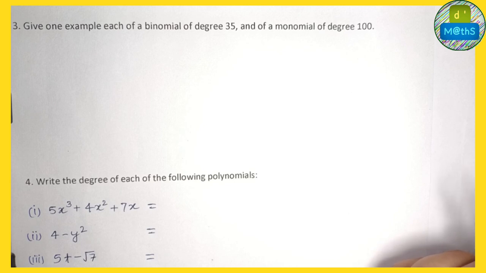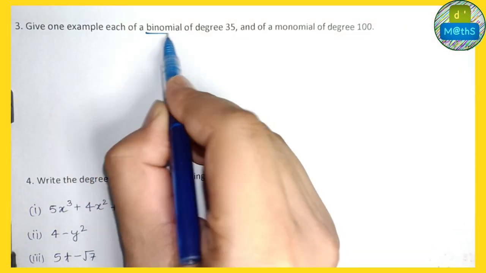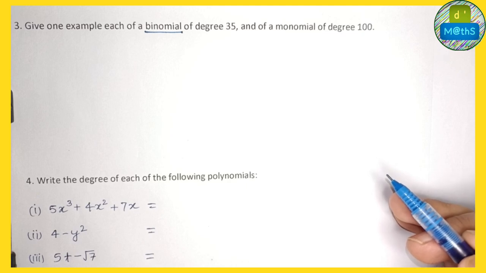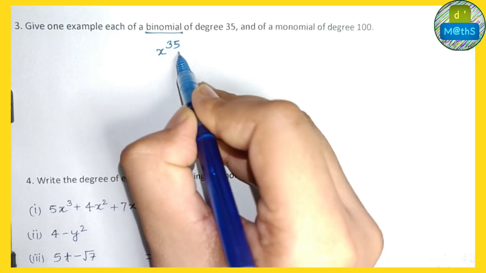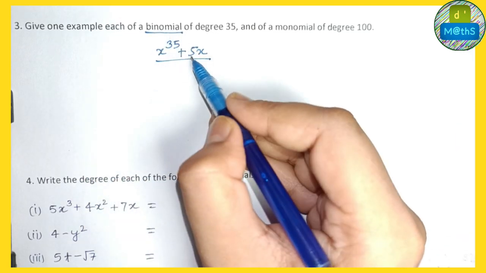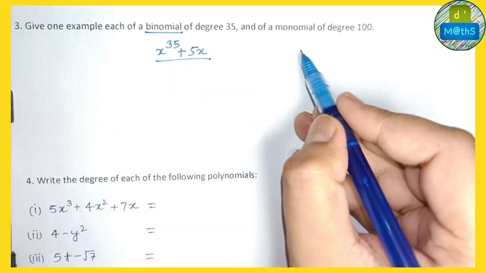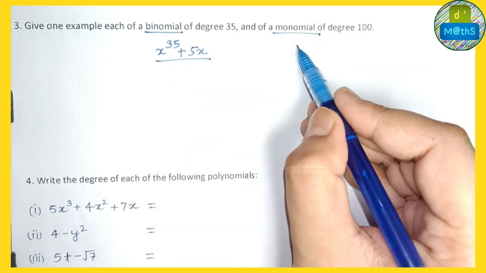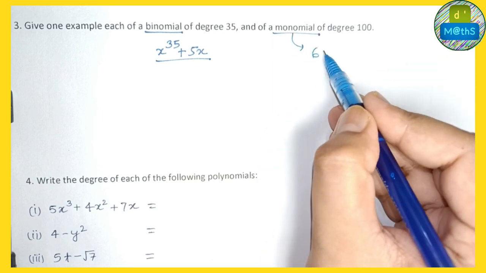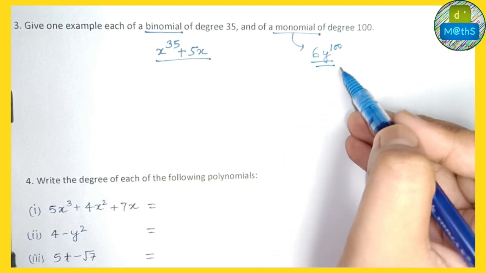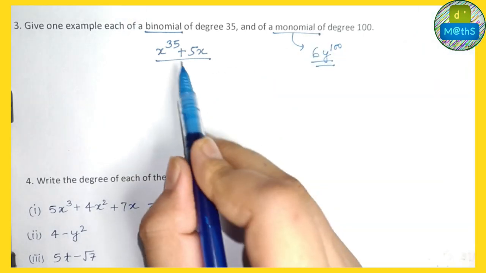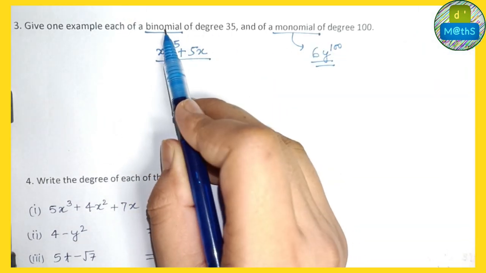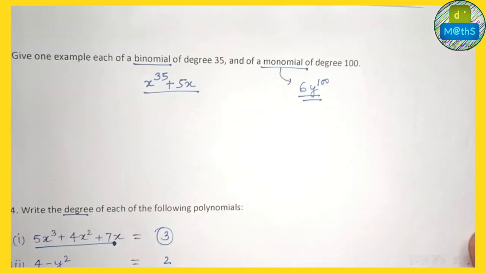Now moving to the third question of your exercise. You can give an example of a binomial of degree 35 and of a monomial of degree 100. You can write anything that comes to your mind, that will be your answer. But a binomial means there would be two terms, and that binomial will have a degree of 35. In the second part there would be a monomial. Monomial means there would be only one term, and its degree would be 100. You can write anything that comes to your mind in your examination if this question is asked.